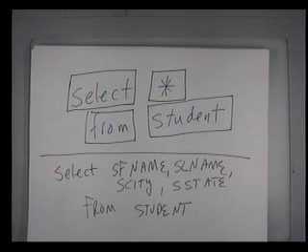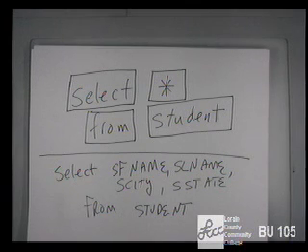This will give me, for every student in the table, their first name, their last name, their city, and their state. Okay? So I'm reducing the number of columns I see, but I'm not reducing the number of rows. All right? I'm pulling everything from that student table.